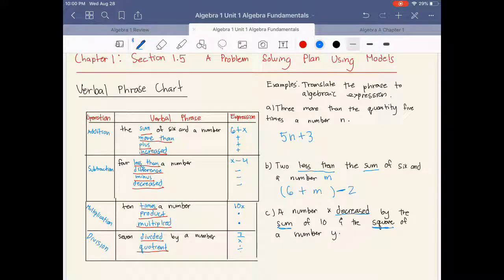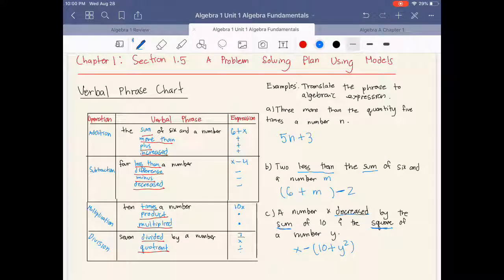A number x, so let's write that. x decreased. Notice it's a bit different from B, because less than meant you're taking away from whatever you're doing, which was 6 plus m. So x decreased by the sum of 10 and the square of a number y: x minus the quantity 10 plus y squared. Square is the power. This is how you convert it to number form. If this wasn't as simple, I know this was a bit difficult to understand.